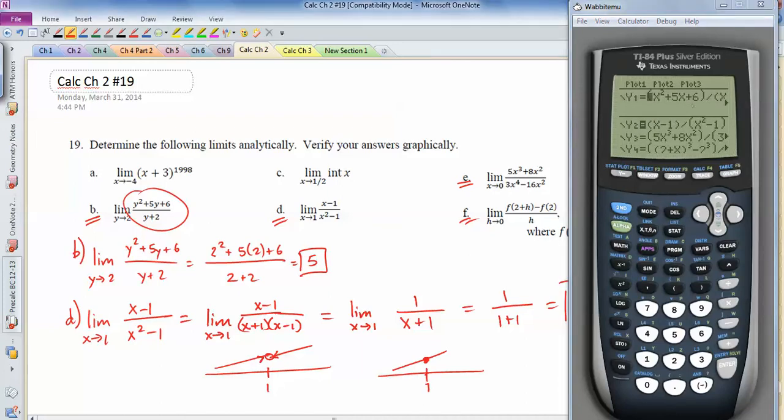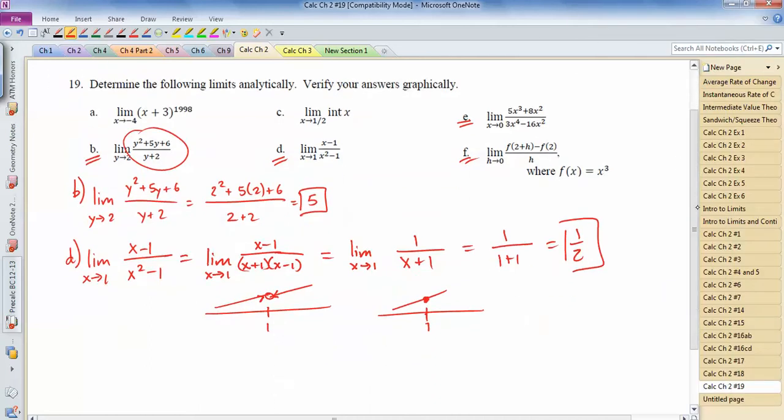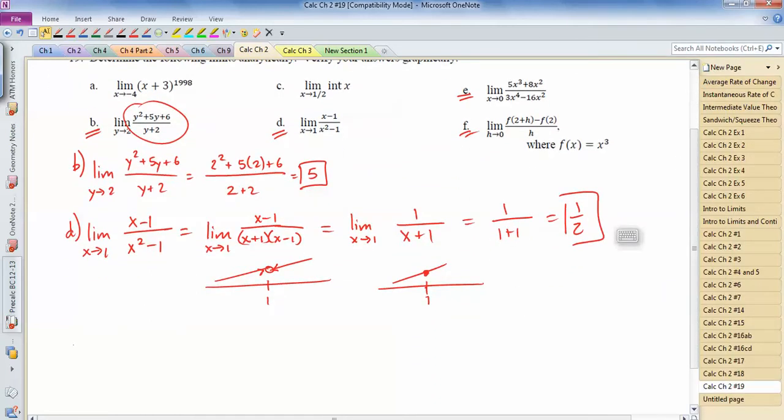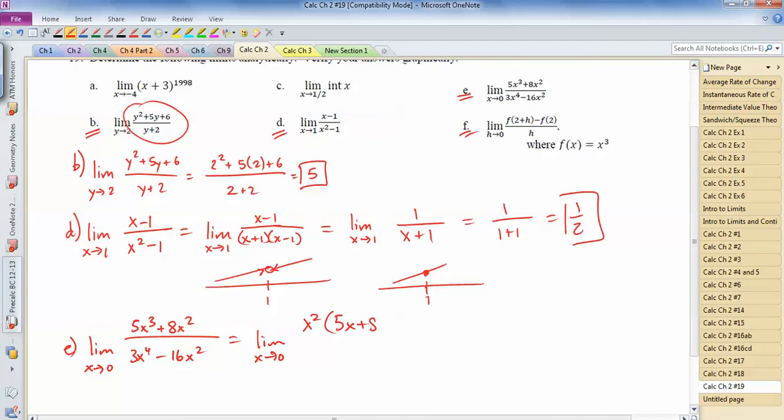Okay, let's look at E. So E, limit as x goes to 0 of (5x cubed plus 8x squared) all over (3x to the 4th minus 16x squared). So this one, I don't really know what to do other than factor. So let's do some factoring. If I factor out an x squared from the top, I get 5x plus 8. And if I factor out an x squared from the bottom, I get 3x squared minus 16.